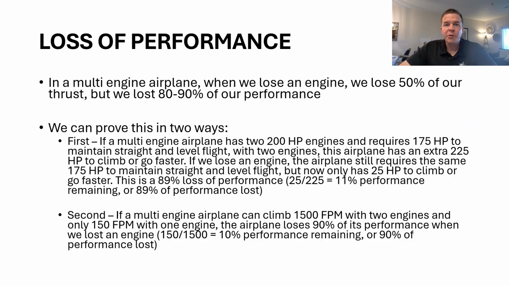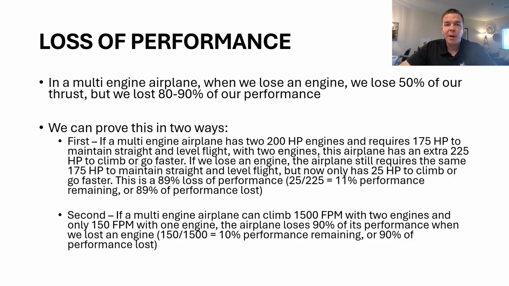If a multi-engine airplane has two 200 horsepower engines and requires 175 horsepower to maintain straight and level flight, that means that with two engines operating, we still have an additional 225 horsepower to either climb higher or go faster. However, if we lose one of those engines, the airplane still requires the same 175 horsepower to maintain straight and level flight. However, now we only have 25 extra horsepower to climb higher or go faster. That results in an 89% loss of performance.